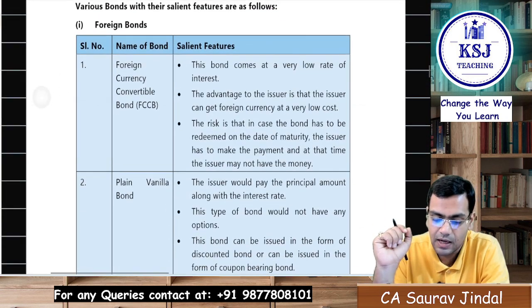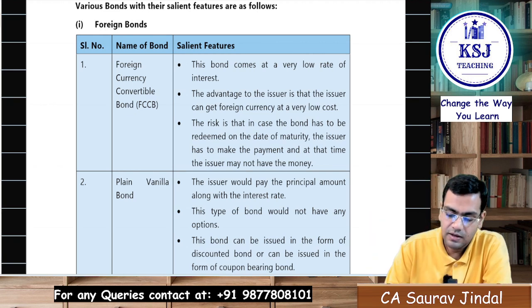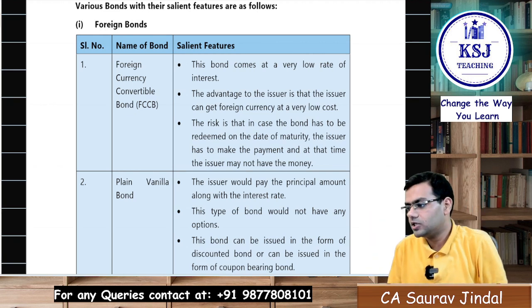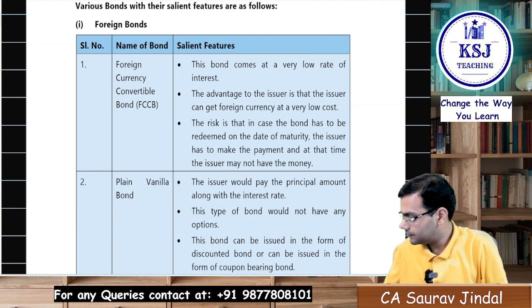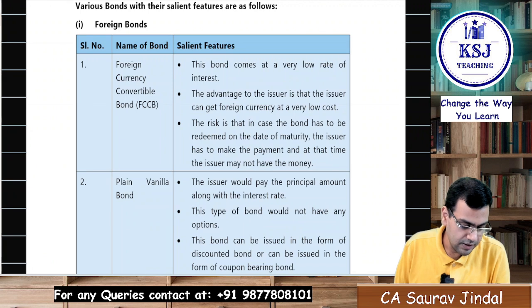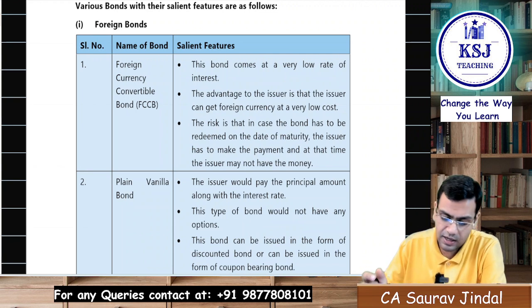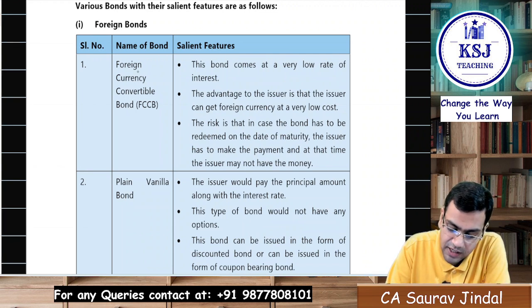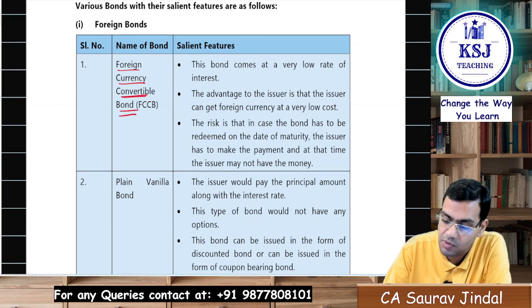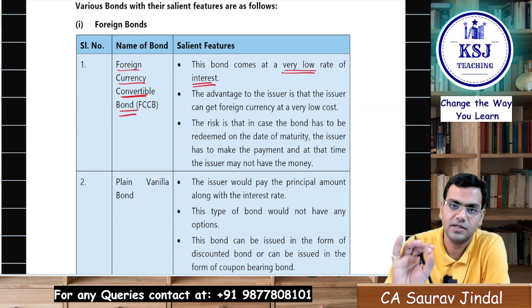Now there are some various types of bonds and their features they have given. And sir, in the examination, what we can get on this, sir, we can get a short note, right? We can get short notes on these. The first one is the foreign currency convertible bonds, FCCB. This bond comes at a very low rate of interest, right? The rate of interest is quite low.